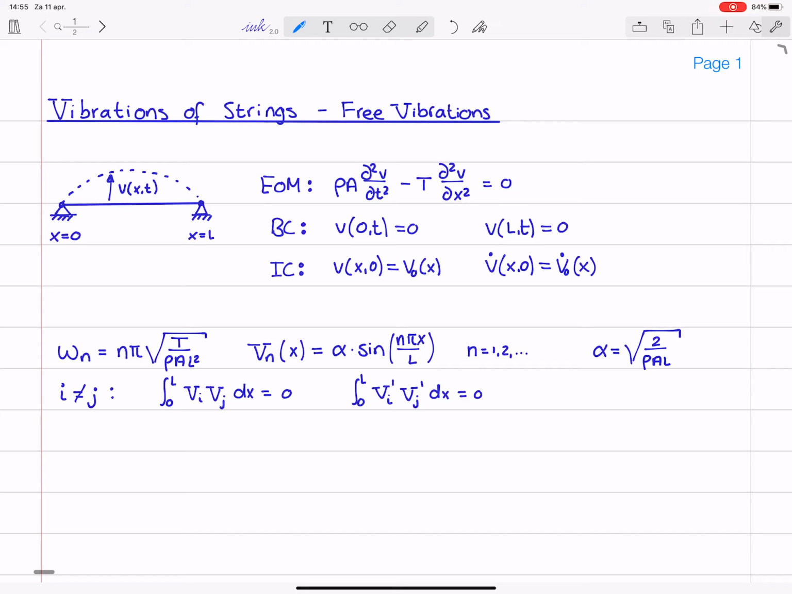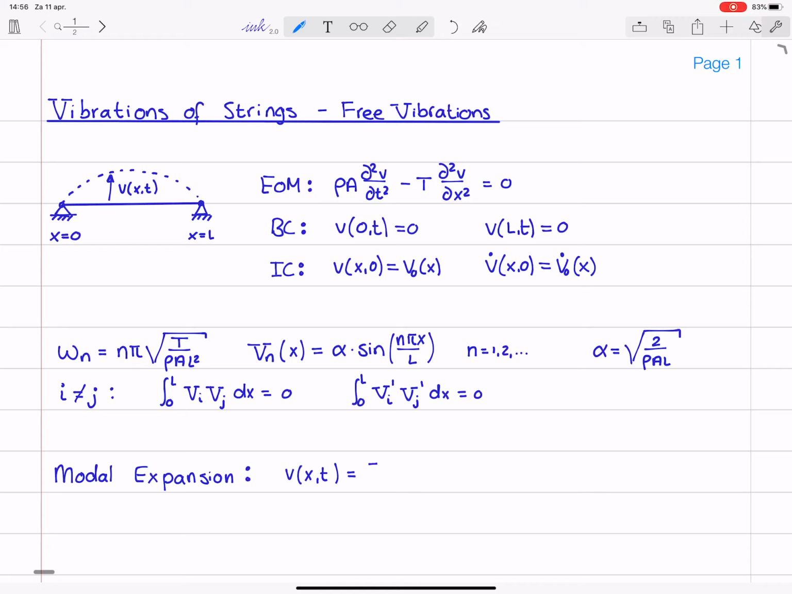Alright, now I need to explain the general strategy with which we are going to solve for free and forced vibrations, and this is based on modal analysis. And for that we are going to need the so-called modal expansion. And the idea of this expansion is very similar to that of discrete systems, in the sense that we are going to write the solution of the displacement field in terms of all the natural modes.